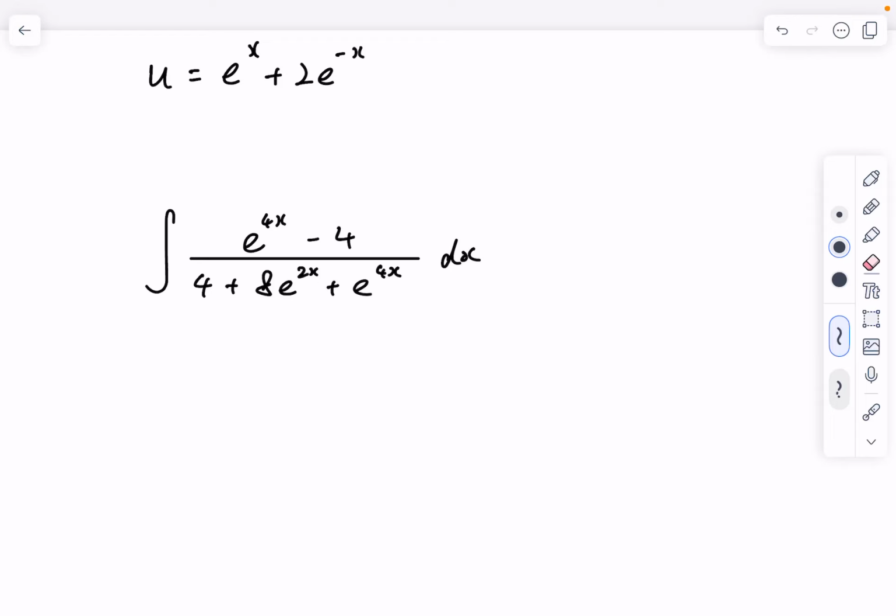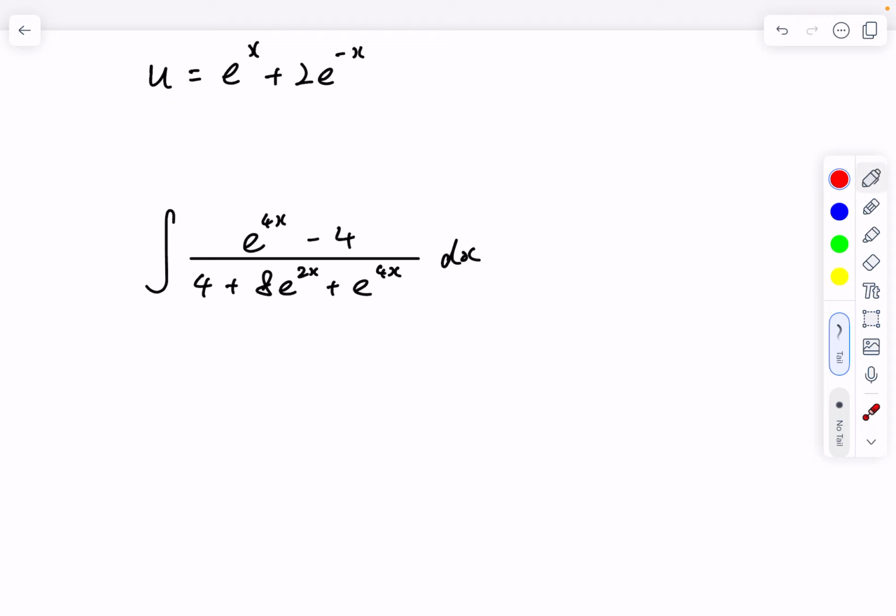Let's try out an integral question, which is modified from the 2024 HSC Extension 1 problem. This question is about an integration question with a fraction and also power of e. This question gives us a hint: u is equal to e to the power of x plus 2e to the negative x.